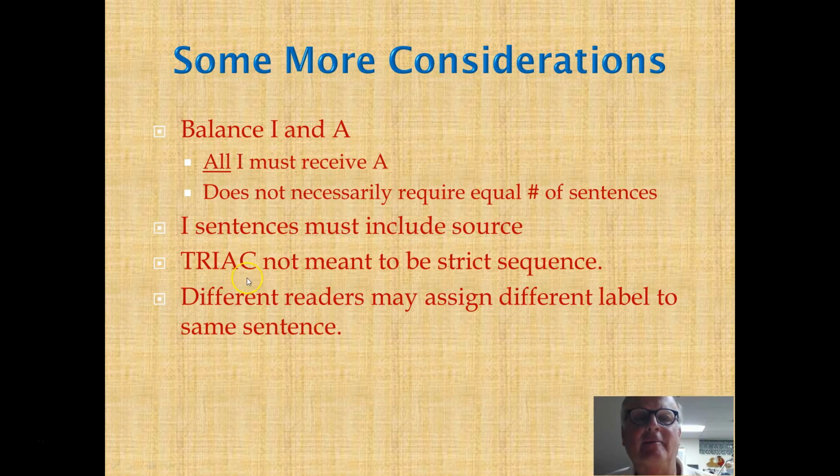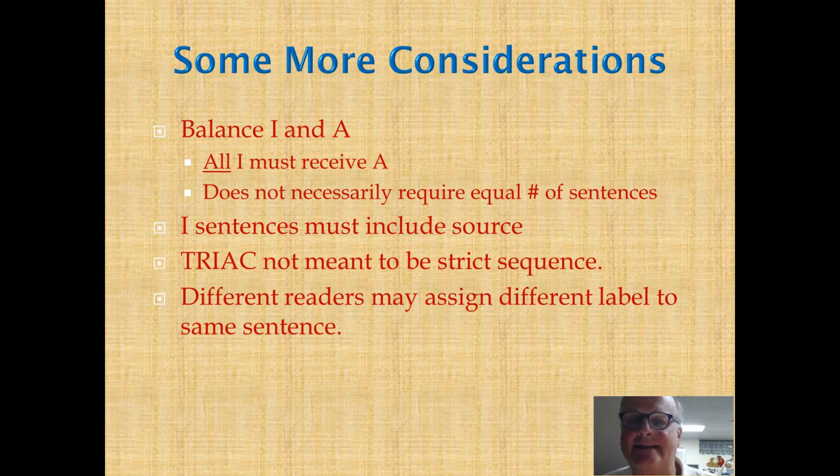The second thing to think about is that information sentences must include a source. That source could be you, in the sense that here's something I experienced, here's something I did, this happened to me. That's one kind of documentation. Another is a parenthetical citation or an indication of the author or the source in the sentence itself. And I'll show you some examples of that in a sample paragraph I have.